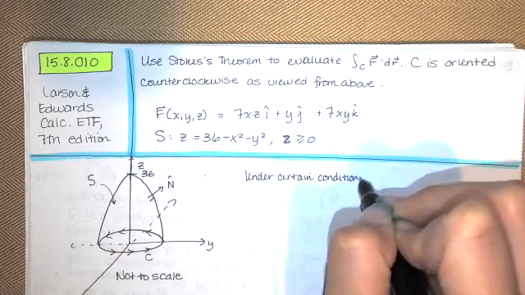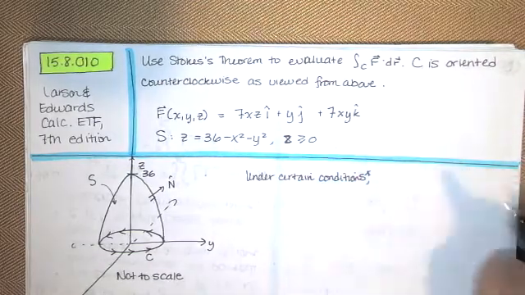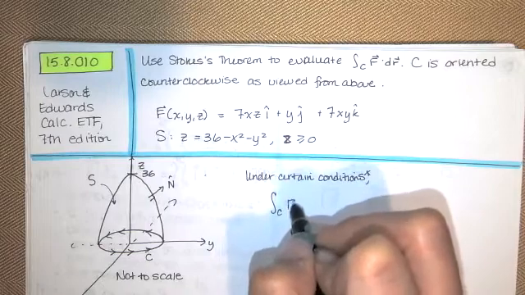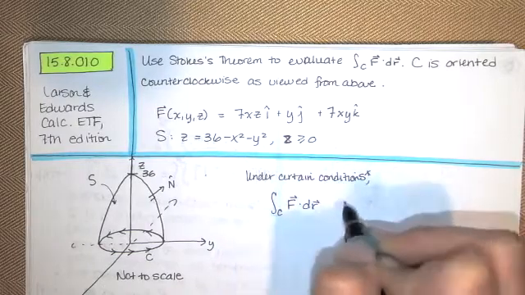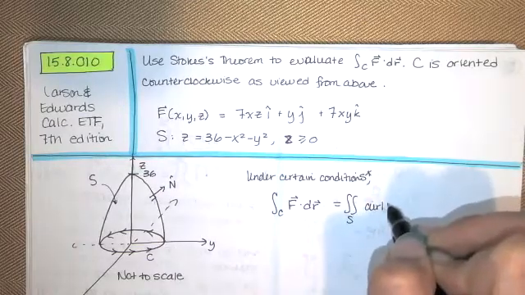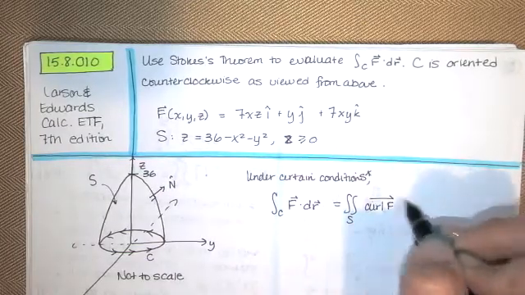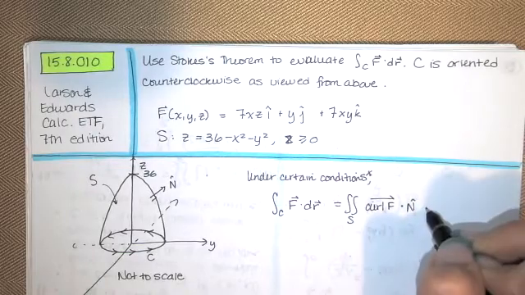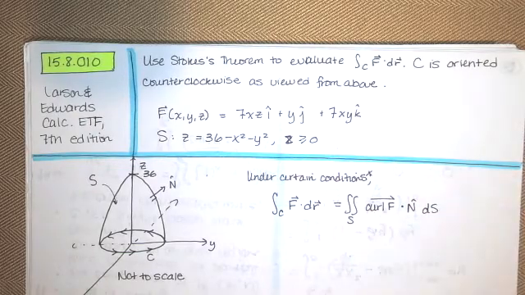the following is true. The line integral over C of f dotted with dr turns out to be the same as the surface integral of the curl of our field dotted with the unit normal vector times a little surface area piece.